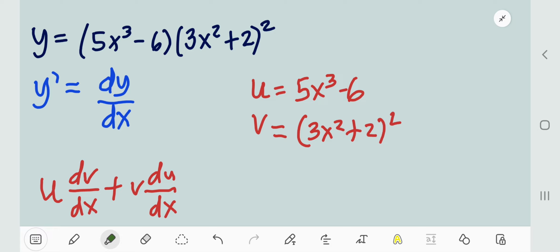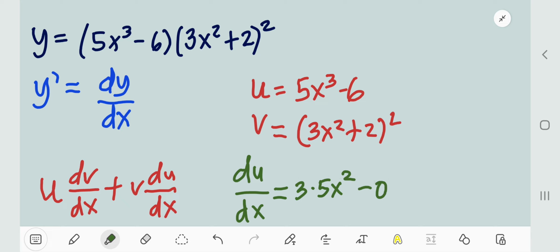And basically, du over dx is the derivative of the function u with respect to x. So the derivative of 5x cubed minus 6 is, we are going to multiply the 5x cubed by the exponent, which is 3. So that's 3 times 5x. We are going to reduce the power by 1, so that's going to be 2. And the derivative of the constant is 0. So basically, the derivative of u with respect to x is 15x squared.